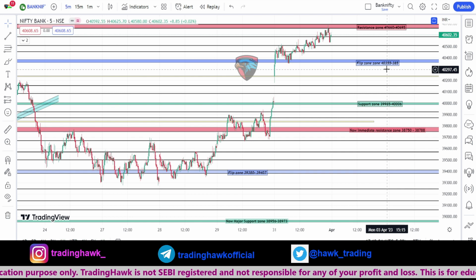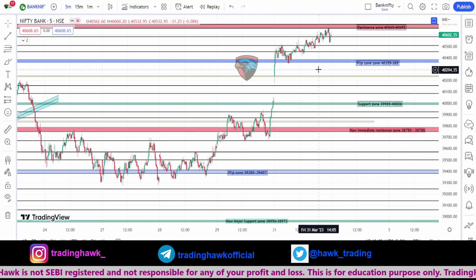In this video we are going to look at what a flip zone is, what a resistance zone is and what a support zone is. If you have watched all my trade setups, in them I'm mostly providing three different zones: one is the support zone, one is the flip zone and one is the resistance zone.